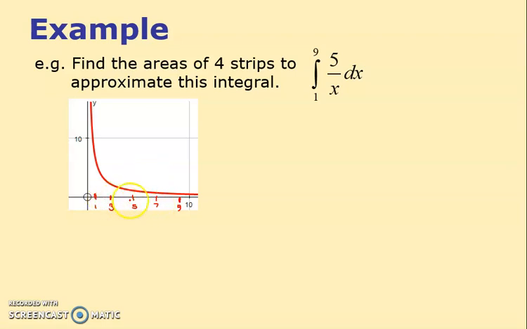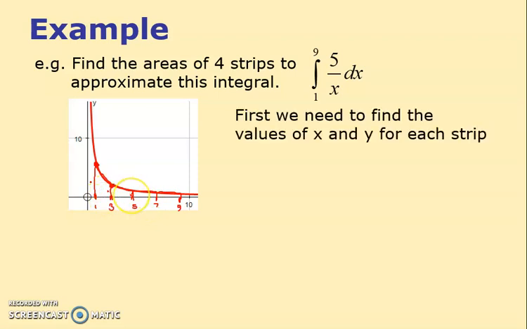I split it into these 4 strips, and I attempt to draw the first one. That would be relatively close to what I want to do. Then there's another trapezium, then a third trapezium, and then a 4th trapezium. I'm going to find the areas of all of them. Obviously I need to know the heights of these points above the axis, and once I know those, I can work out the area of that shape.